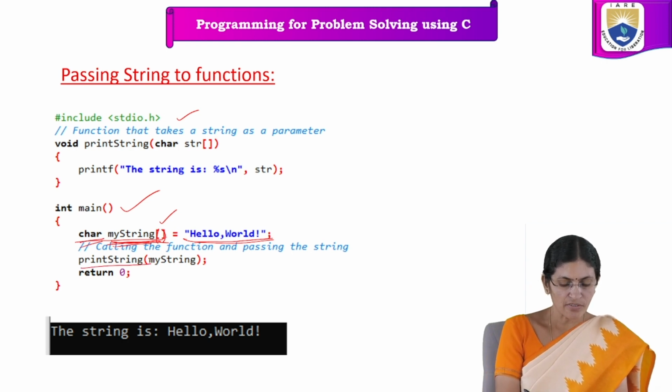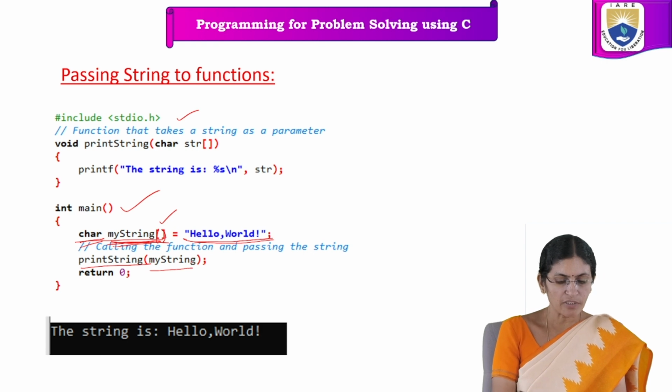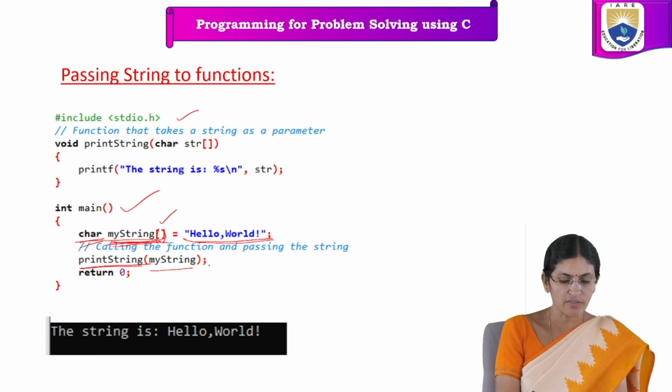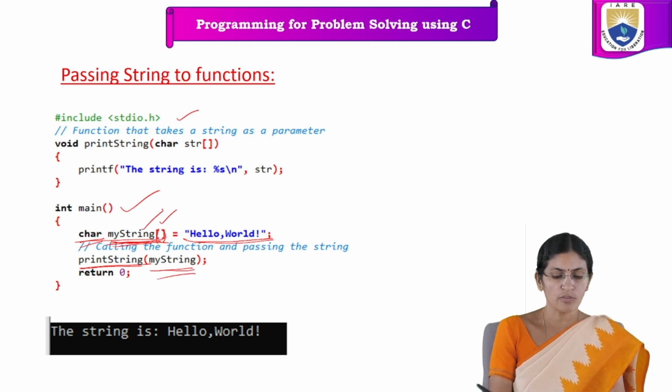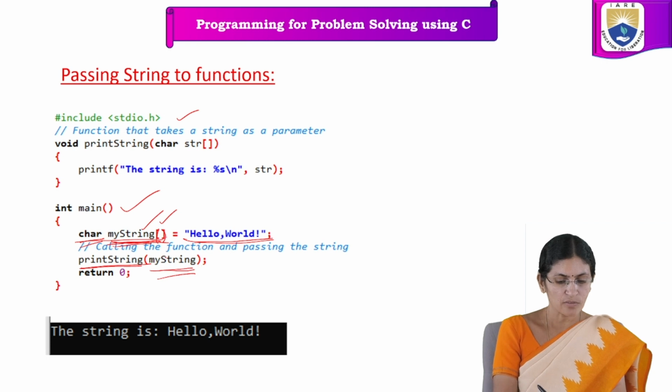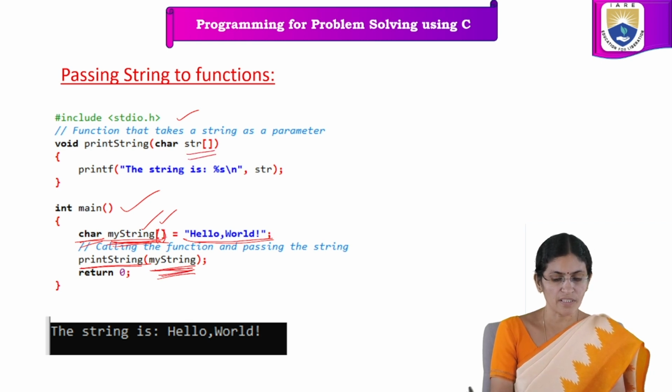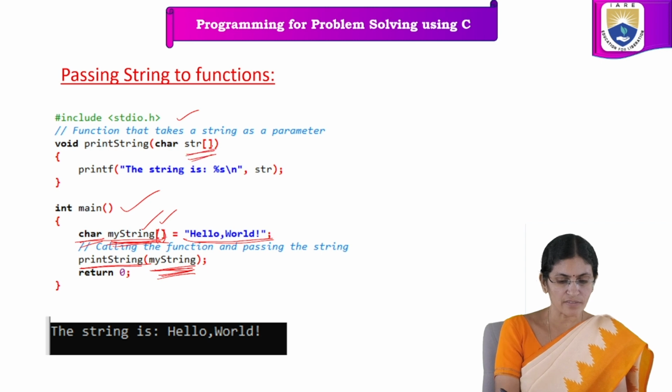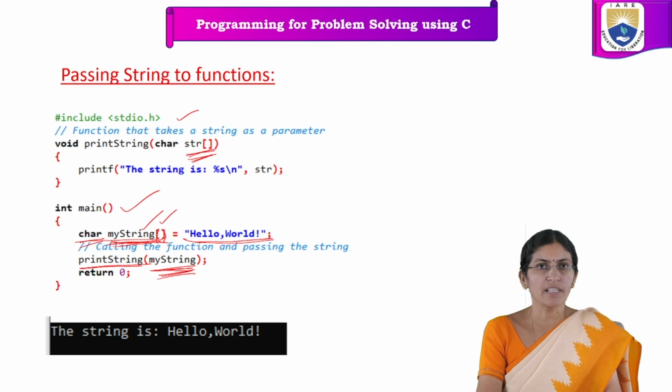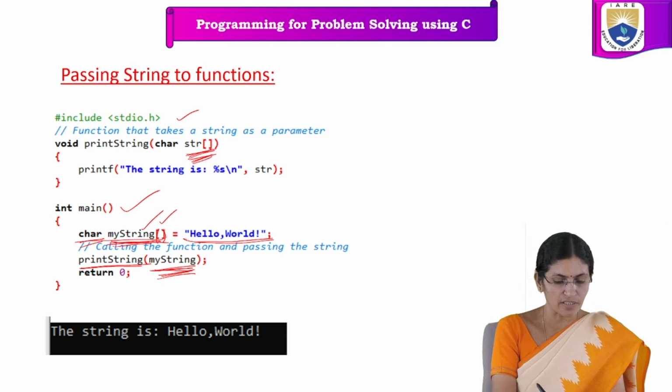Then we call the function printString. In the actual parameters, we are passing the name of the string, myString. This is nothing but the address of the first character. In the formal parameters, we receive it as a string, the same as we can receive an array. Similarly, we receive the string here also.